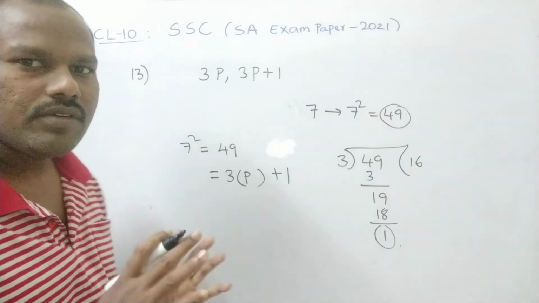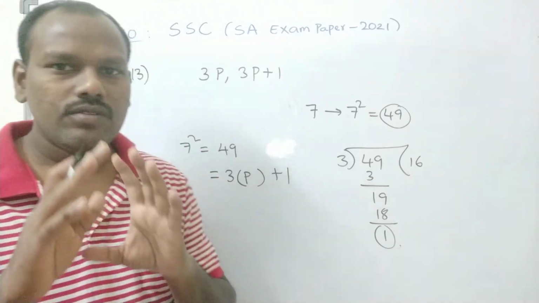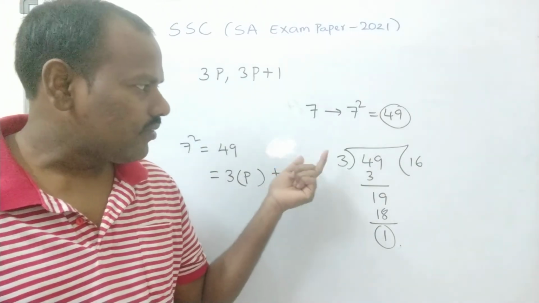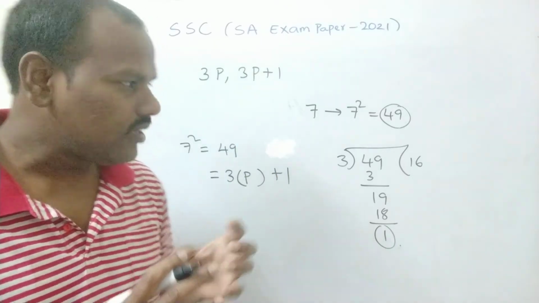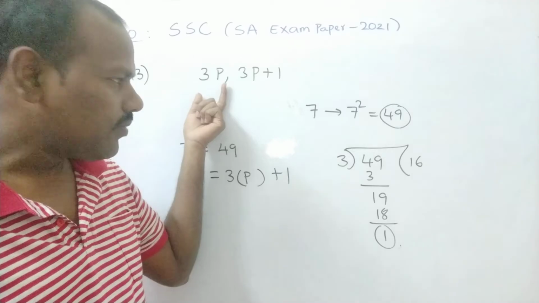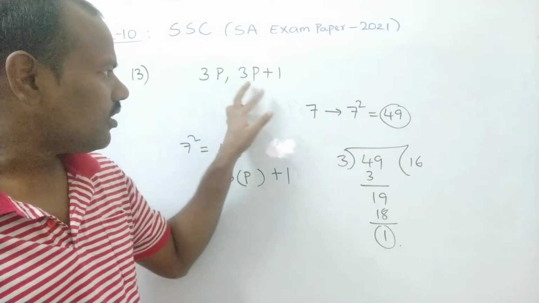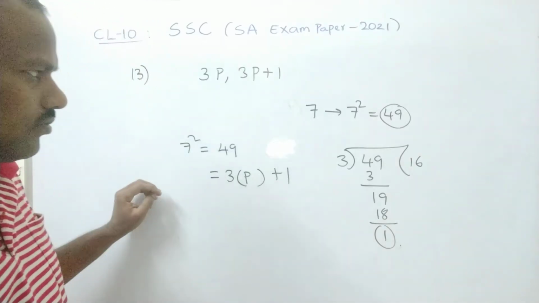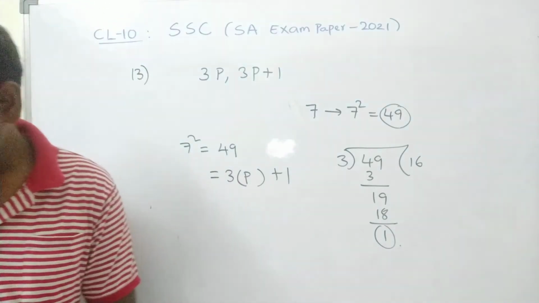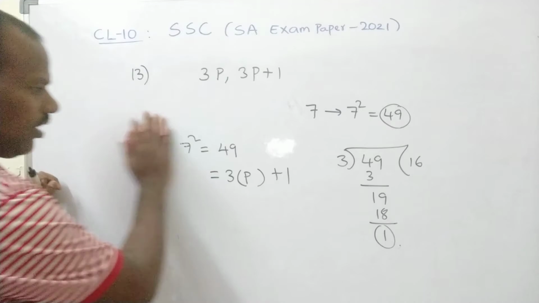So like that, if you take any number in the world and square it, that can be written... the square of any integer, whatever the number may be, after squaring will be in one of these two formats only: 3p or 3p plus 1. Okay, clear? Good. Now let us see how to prove it.